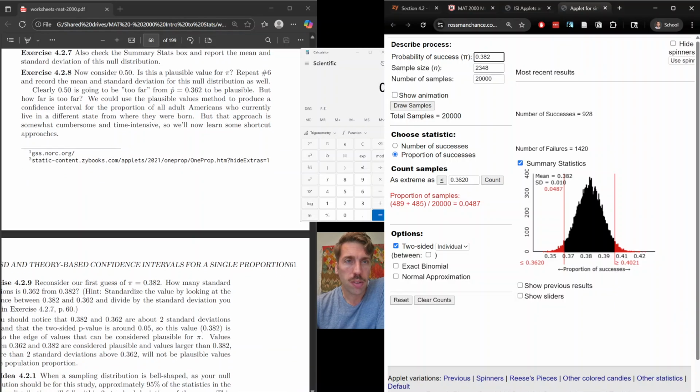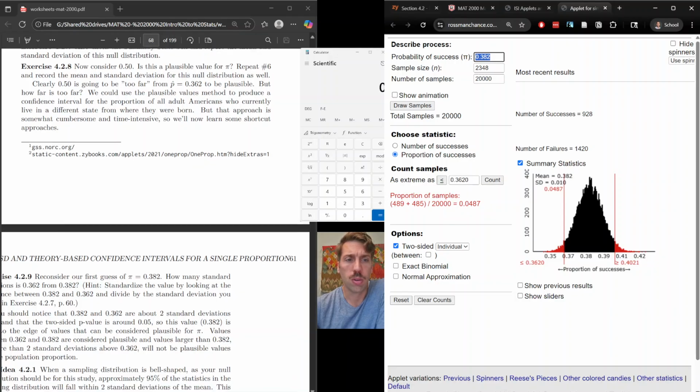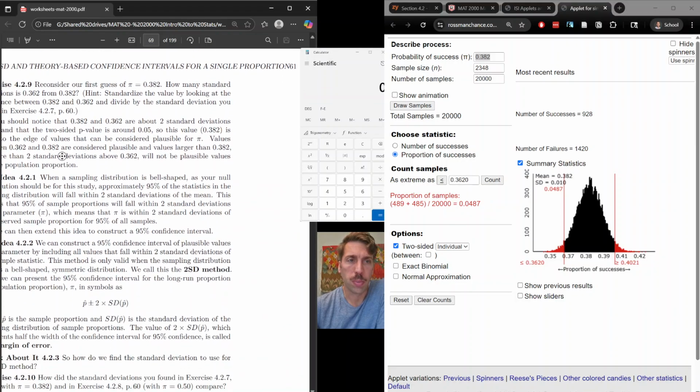So now consider 0.5. Is this a plausible value for pi? So I'll let you guys do that. So, you're checking 0.5 right there, and checking if it's plausible. Okay. Now, the next paragraph tells you how you should have answered. Clearly, 0.5 is going to be too far from p hat. But how far is too far? So that's what we're talking about with confidence intervals, basically.